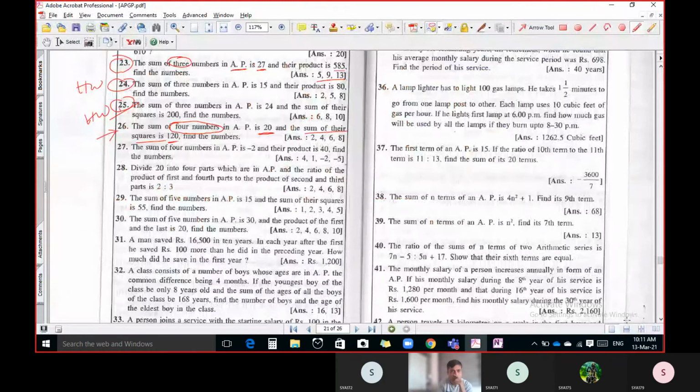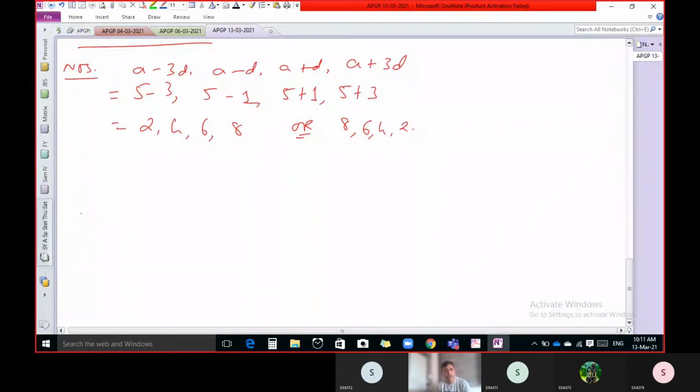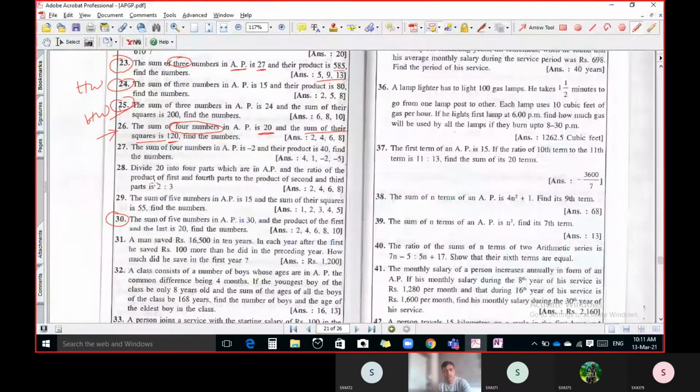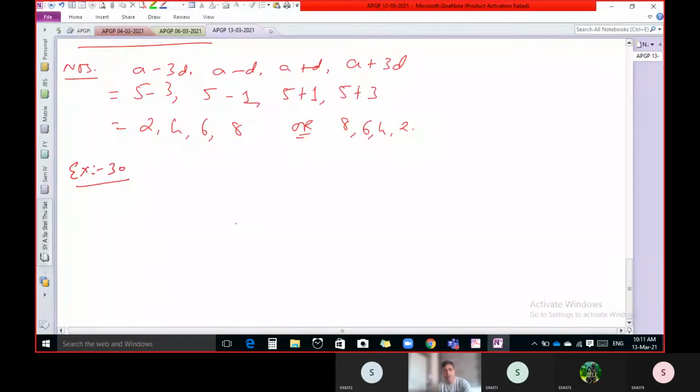Okay, let us do one more question. Question number 30. Sum of five numbers in AP is 30. Now this is the question for five numbers. Sum of five numbers is 30 and product of the first and last is 20. Find the numbers. So let the 5 numbers be.